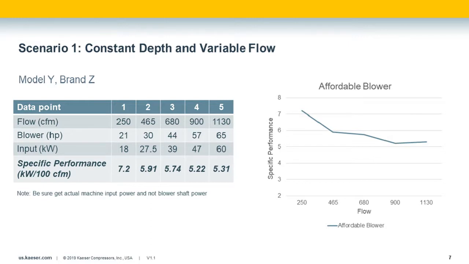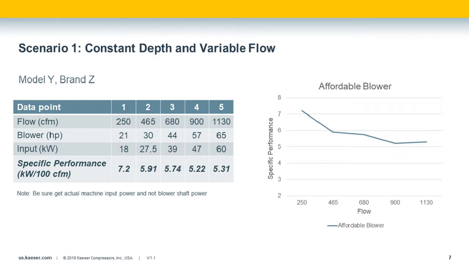So for our next blower, which we call the affordable blower, we can immediately see the difference in performance, particularly by the shape of the curve. In general, the performance is not as good as the efficient blower, and the tail off of performance is more pronounced at the lower end.